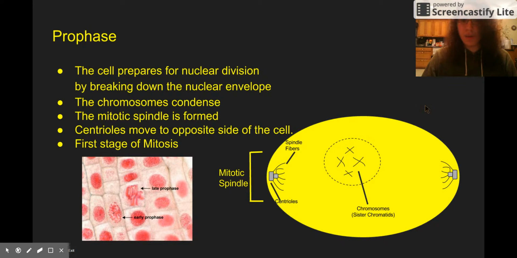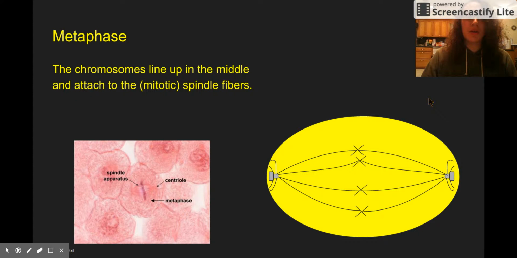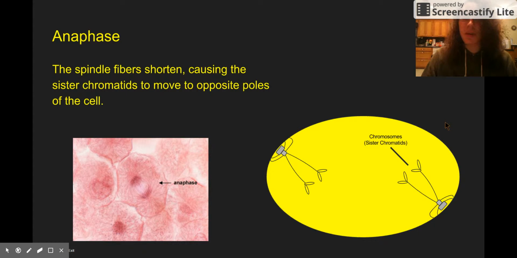It then leaves prophase and moves on to metaphase. In metaphase, the chromosomes line up in the middle and attach to the mitotic spindle fibers. It then moves on to anaphase. The spindle fibers shorten, causing the sister chromatids, right here, the chromosomes, to move to opposite poles of the cell.